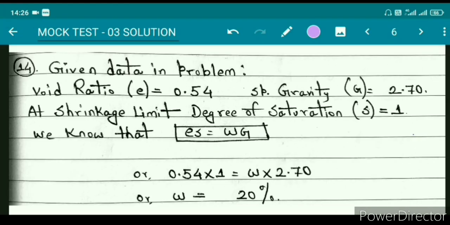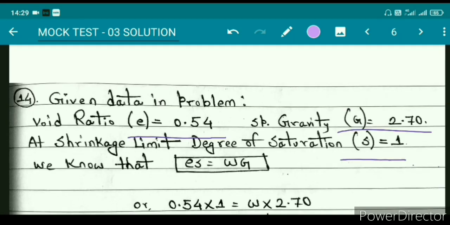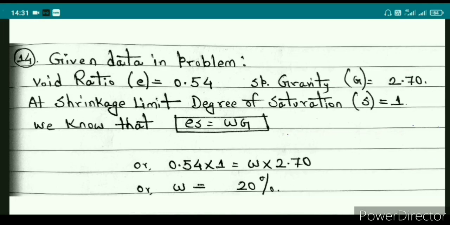Here is the solution. The given data in the problem: void ratio 0.54, specific gravity 2.7, and at shrinkage limit the degree of saturation is equal to 1. So why do we consider the degree of saturation as 1 in case of shrinkage limit? Shrinkage limit is the water content at which soil mass is completely saturated. So it is the minimum water content at which soil mass is completely saturated.